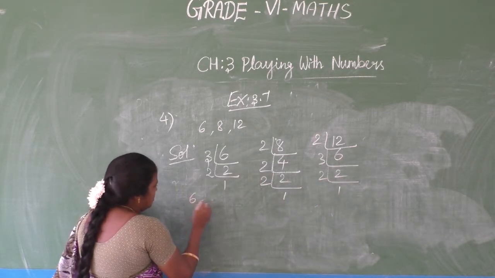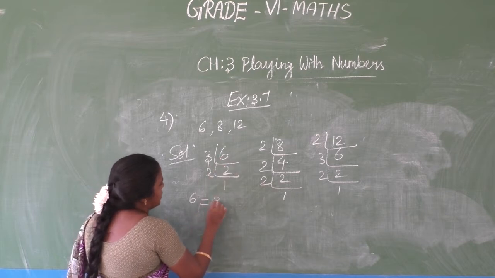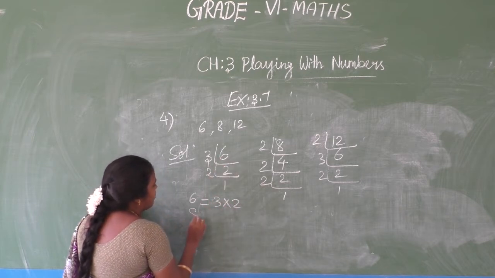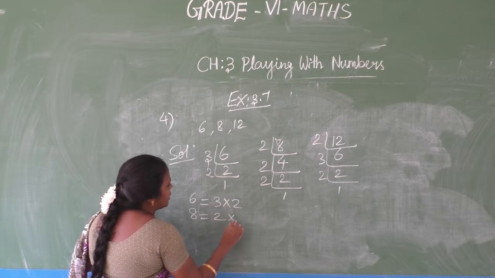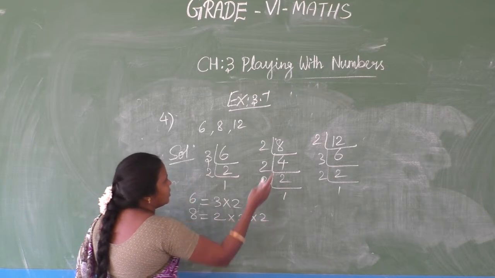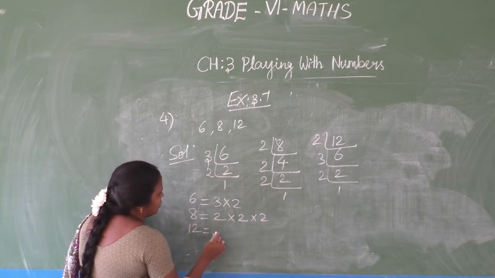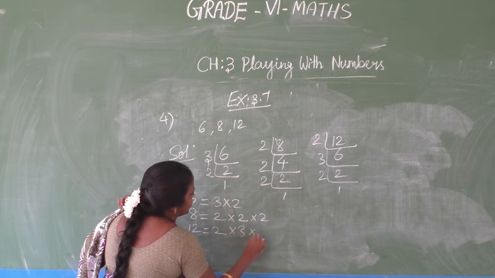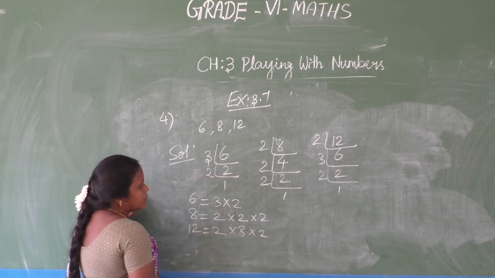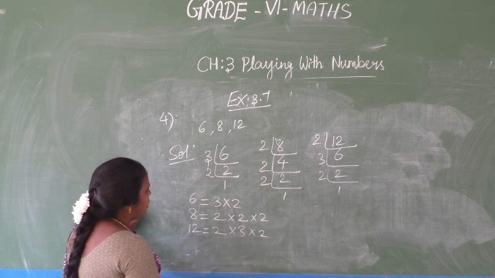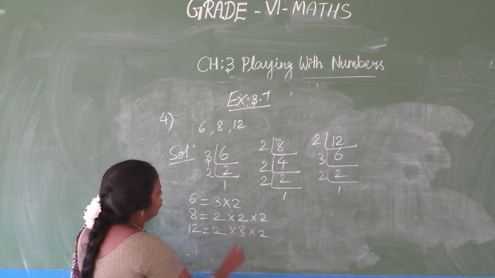Now, the prime factors of 6 are 3 into 2. The prime factors of 8 are 2 into 2 into 2. 12 is 2 into 3 into 2. Clear? So which is coming commonly here in all 3? Only 2.